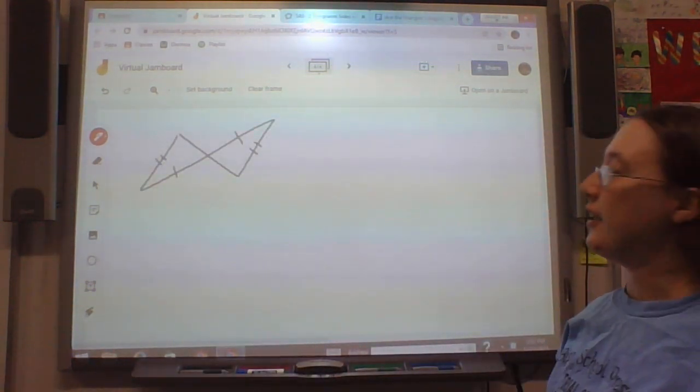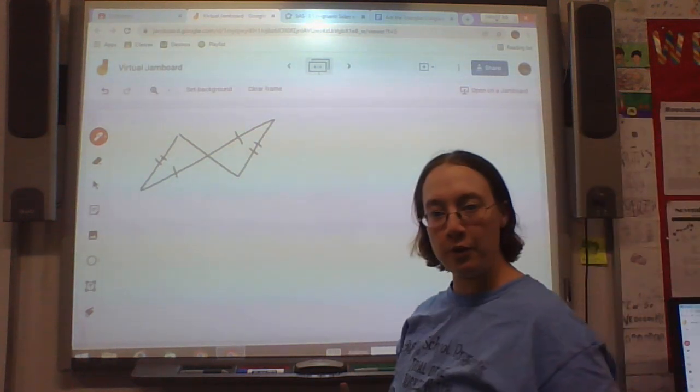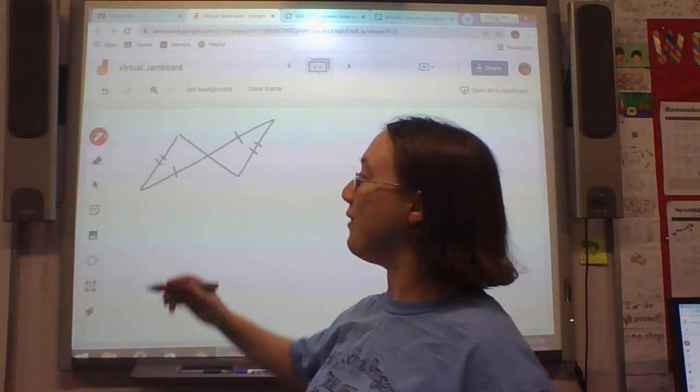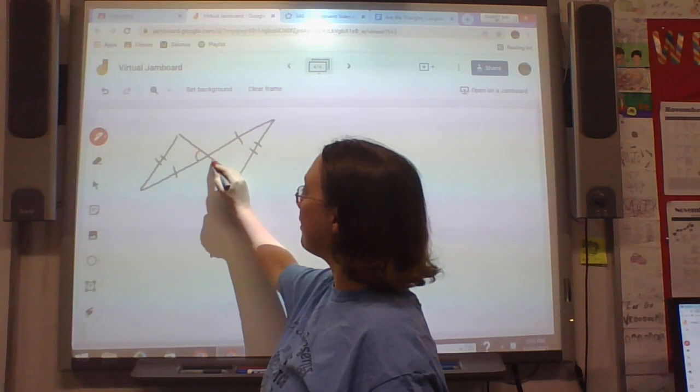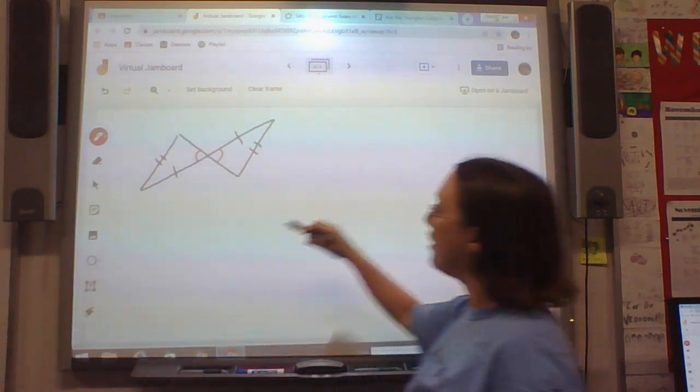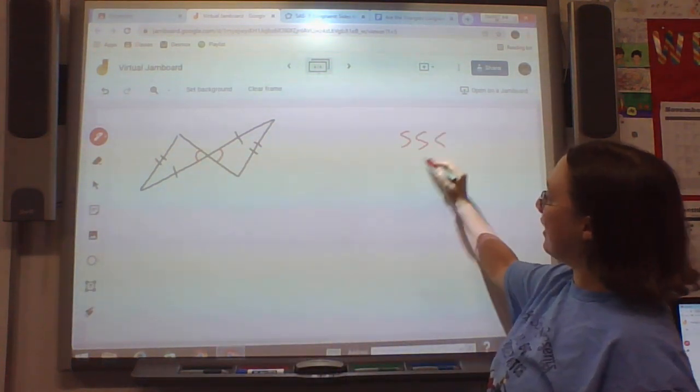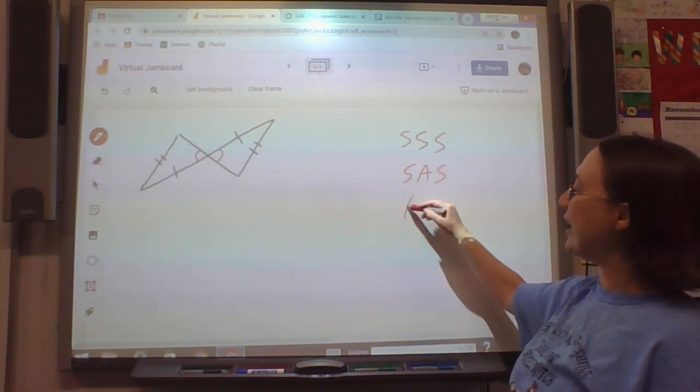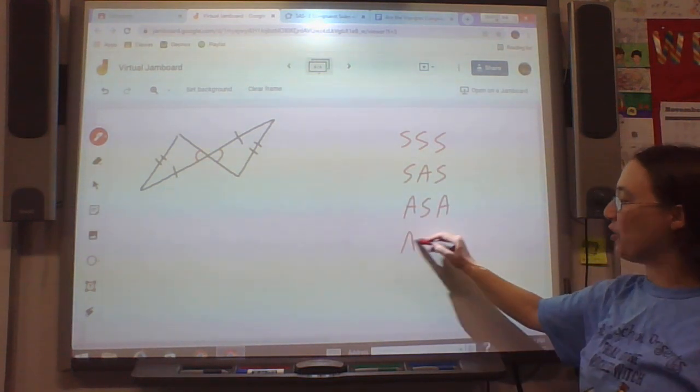Okay, how about this one? So same sort of thing with your vertical angles, even if we don't have them, we can say them. Is that enough? So do we have side, side, side, side, angle, angle, or angle, angle, side?